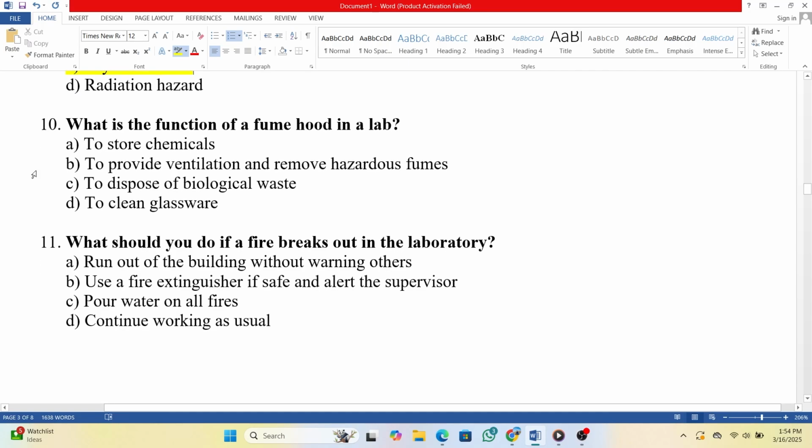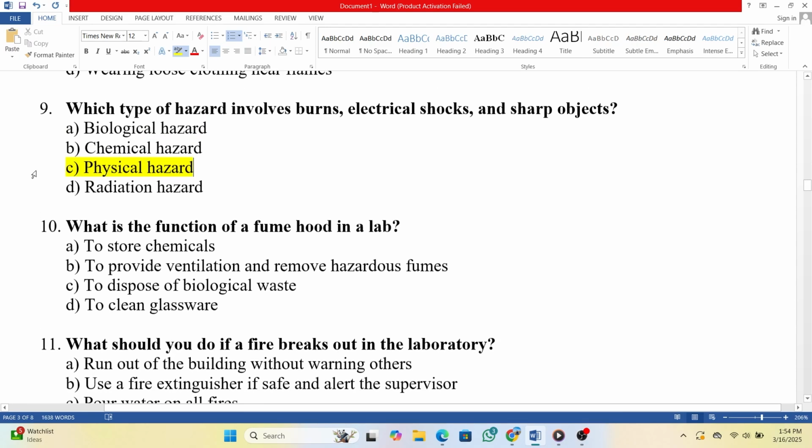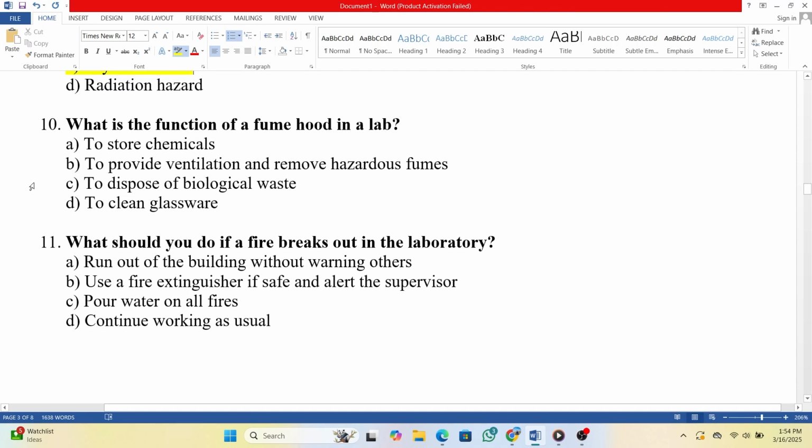11. What is the function of a fume hood in a lab? A. To store chemicals. B. To provide ventilation and remove hazardous fumes. C. To dispose of biological waste. D. To clean glassware. Answer, B.